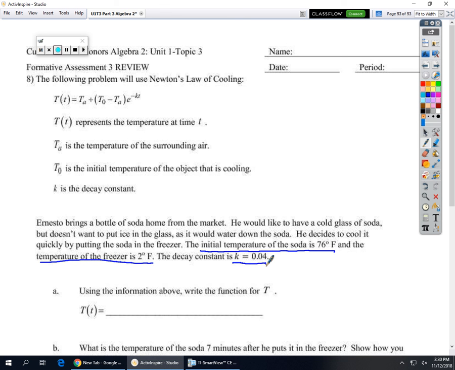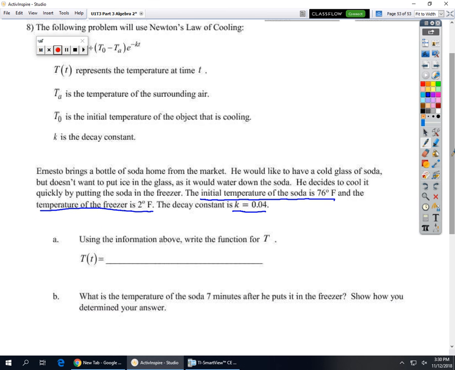So using the information, we're going to write a function for T. So we're just going to use the equation above. So T of t is just the name of the function. They've given it to us. T_A, that's the ambient temperature. That's the temperature of the surrounding air. That is 2 degrees Fahrenheit. So that's a decently cold freezer. I would prefer 0 to be actually freezing.